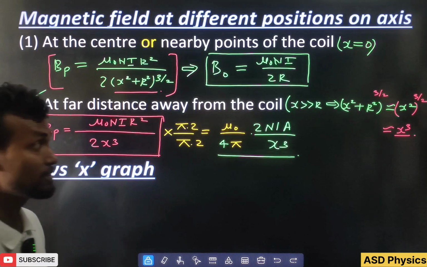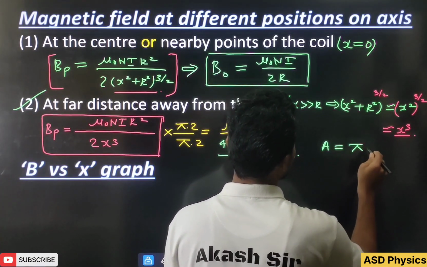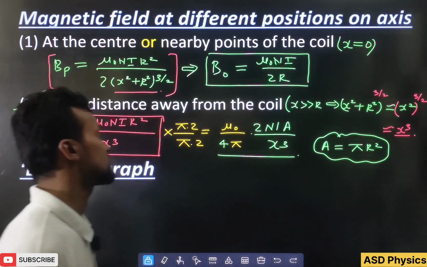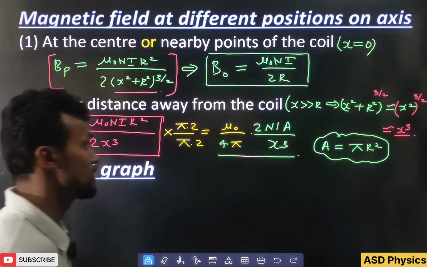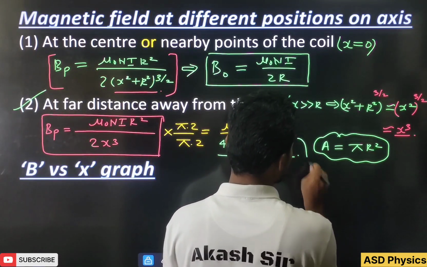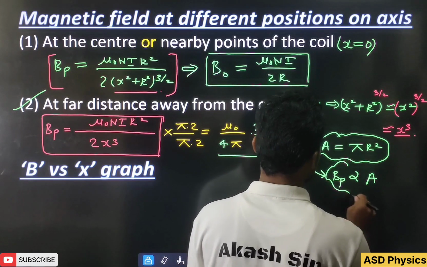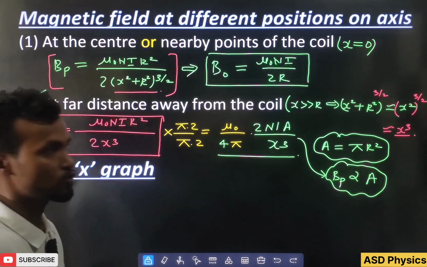What is A? Remember that here. What is A here, students? Remember that this A is the area of the coil, pi r square. A is the area of the coil, because radius is r, so that one is there. Is it the area of the coil? Because sometimes they may ask here, at very far distance, magnetic field is directly proportional to area of the coil also. And what is A? Pi r square, is it?